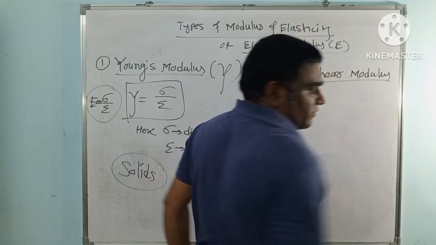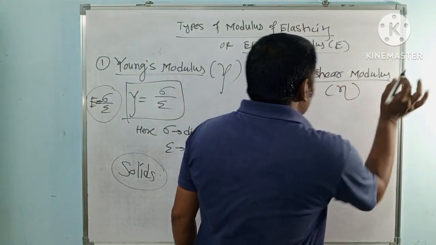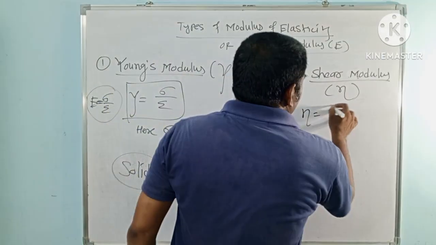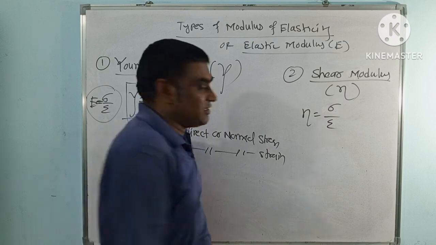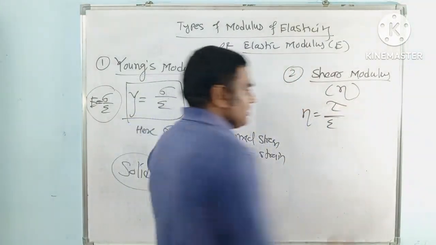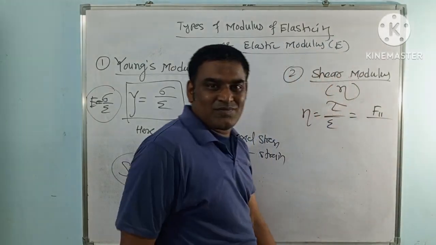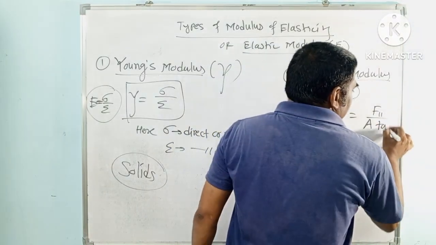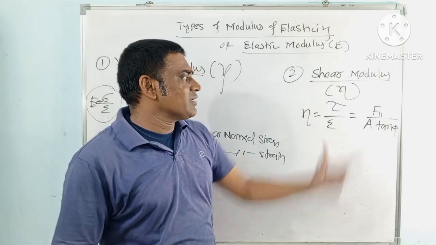What is shear modulus? Any notation we can use. Eta, let's take. So this will be the same: stress divided by strain. But which stress? Shear stress, no? And shear stress is parallel force divided by area. And this is tan phi, we have seen. So like this we can say.